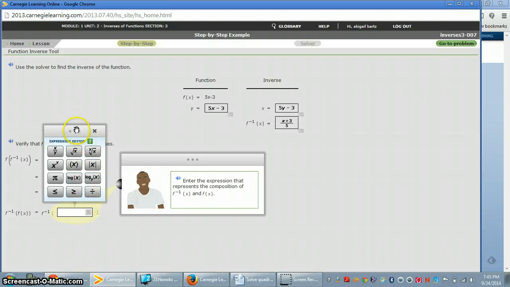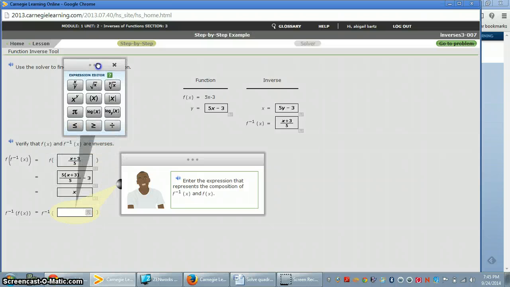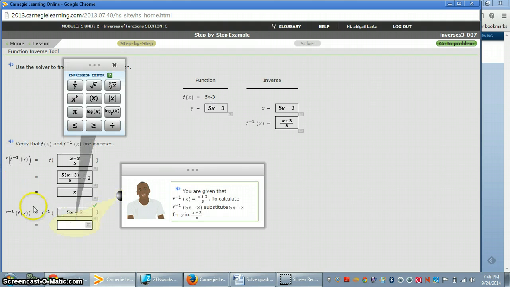Now they're asking you, I'm going to move this out of the way, in this next one to do the reverse. Here we were taking our original function and substituting in the inverse. Now we're taking our inverse function and we're substituting in the original. So again, this was my original function, and what they want me to do is substitute that in. So again, f of x is 5x minus 3.